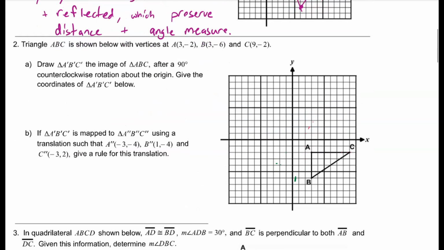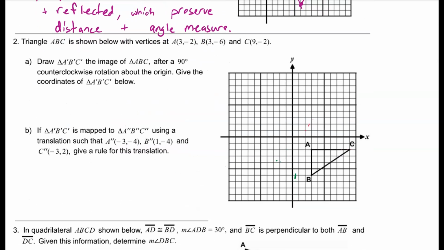For number 2, triangle ABC is shown below with the vertices at A (3, -2), B (3, -6), and C (9, -2). Draw triangle A'B'C', the image of triangle ABC, after a 90-degree counterclockwise rotation about the origin. So remember, we have a rule for 90 degrees that's going to change all of our points to (-y, x). So if you're trying to visualize this, the triangle should be somewhere over here because I'm rotating 90 degrees and this is the counterclockwise direction.